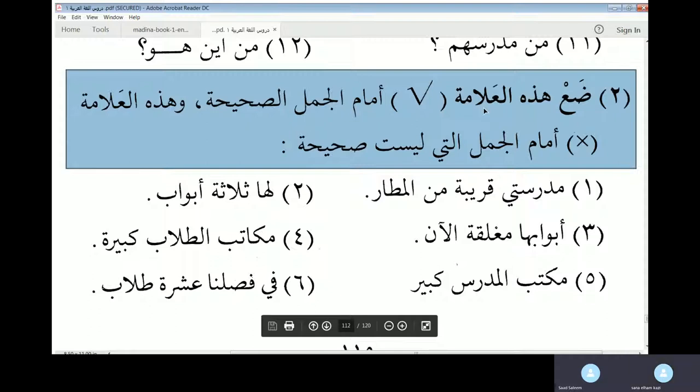Amamal jumalis sahihati. In front of the following? In front of the correct sentences. Put this tick symbol in front of correct sentences.